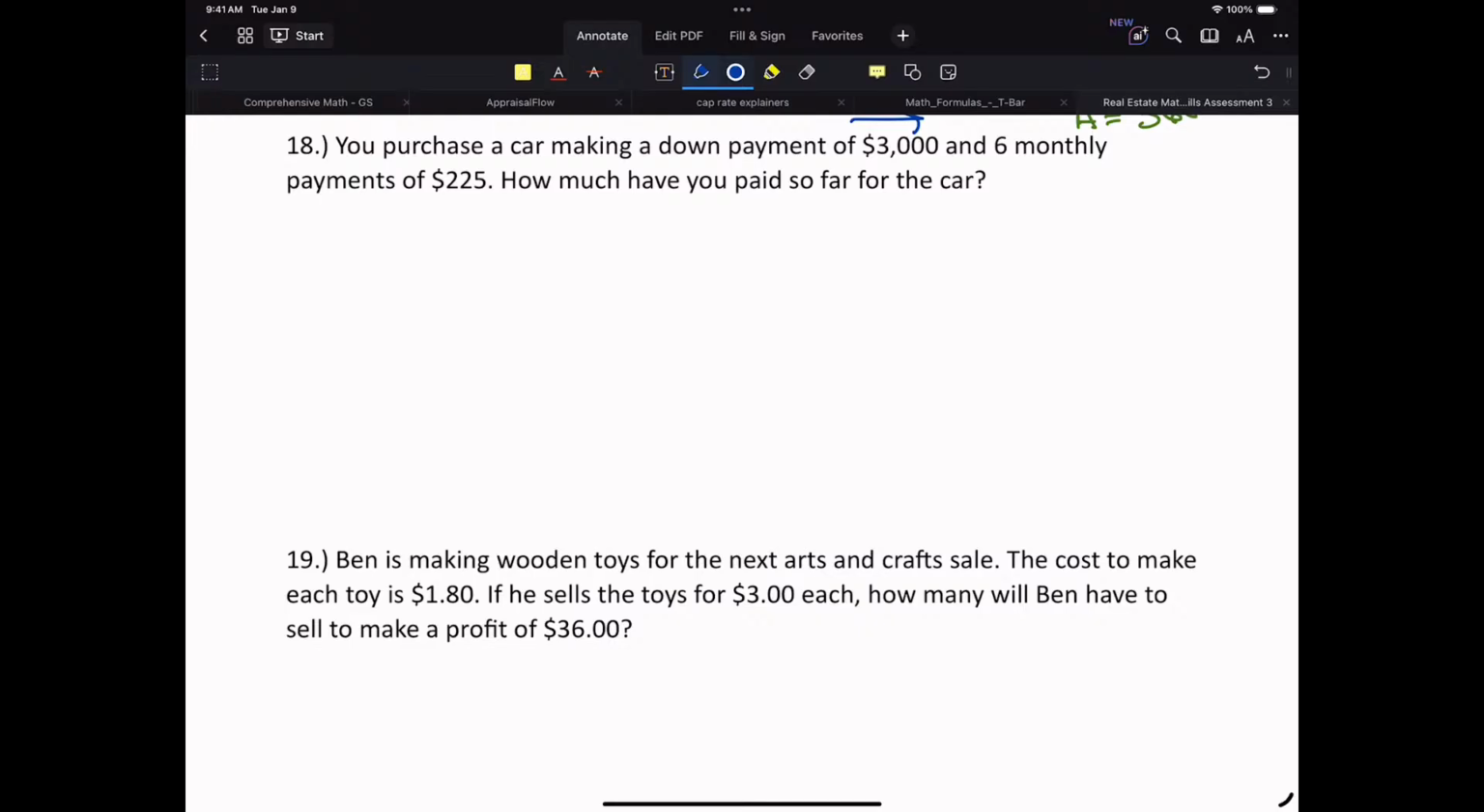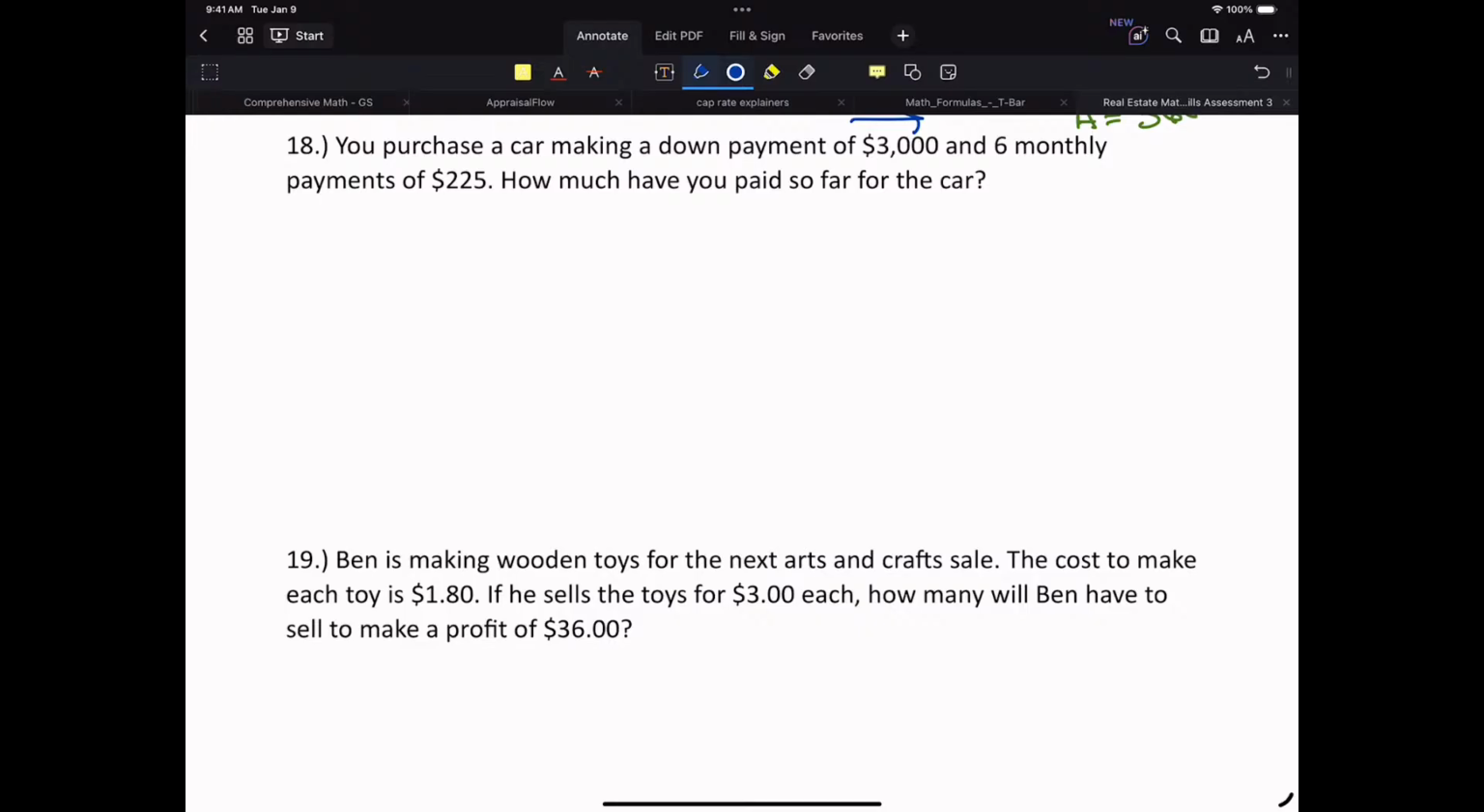You purchase a car making a down payment of $3,000 and 6 monthly payments of $225. How much have you paid so far for the car? Wait, why do I have that one? I thought I took that one off. I thought we weren't doing that one. I wasn't supposed to have this. I thought I had removed this question. I don't like it.